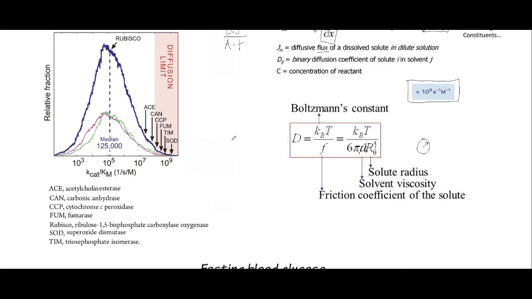But anyway, we can see here that for most enzymes, this is the kcat over Km, that catalytic efficiency. We see that this 10 to the 9 here, once we get into that range, then we are limited by diffusion. So these would be enzymes that are so fast that the rate at which their substrate diffuses in water is too slow.